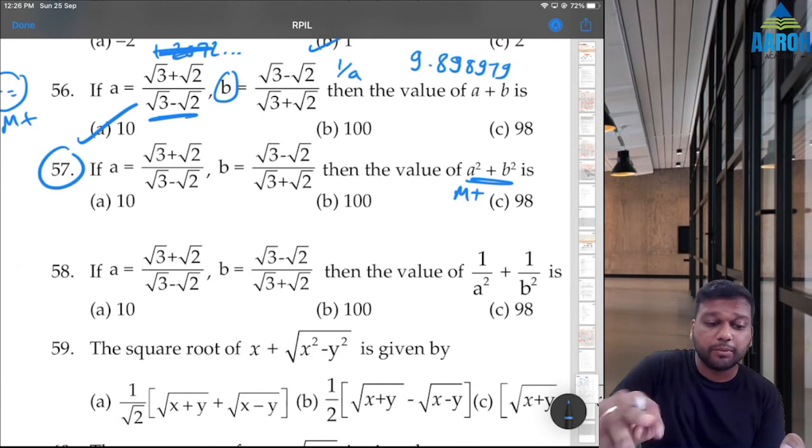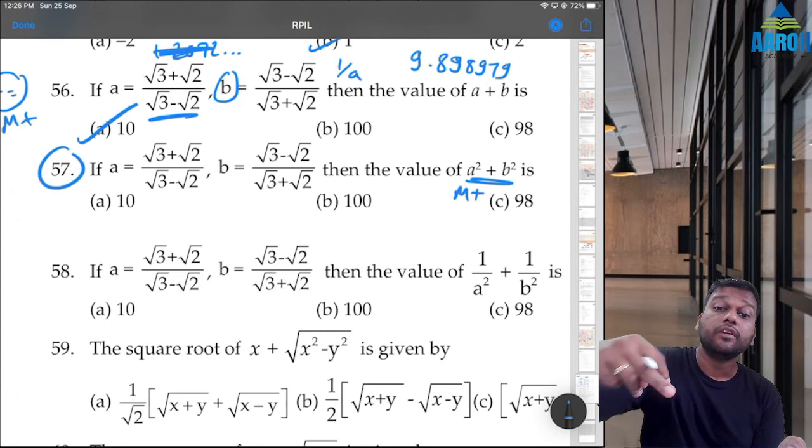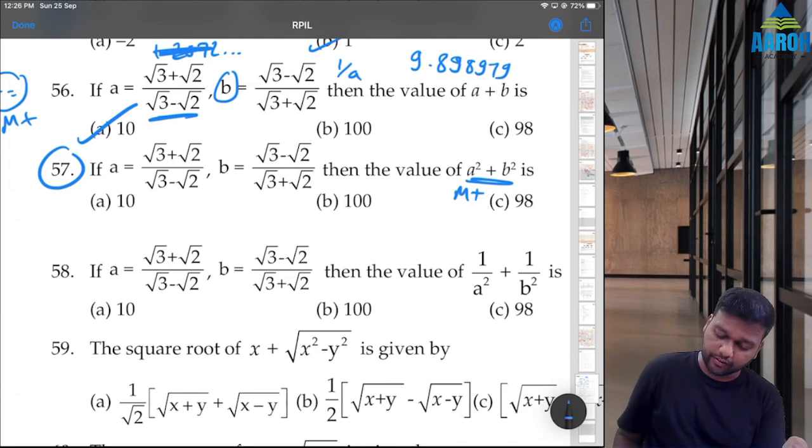Then B is what? Reciprocal of A. So 9.898979, reciprocal, divided by, equal to, then square, into, equal to, then M plus. And then if you press MRC, you get 97.9999, which is 98.